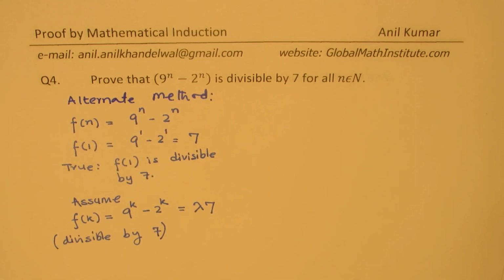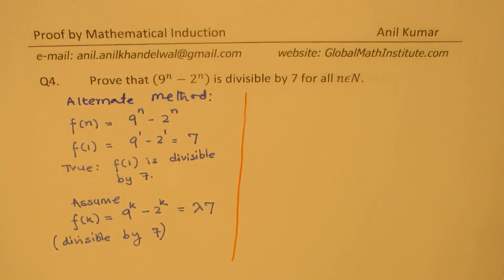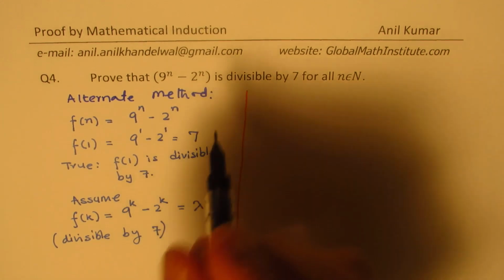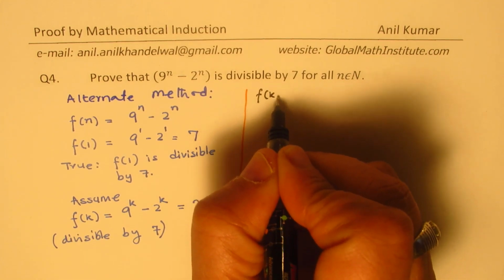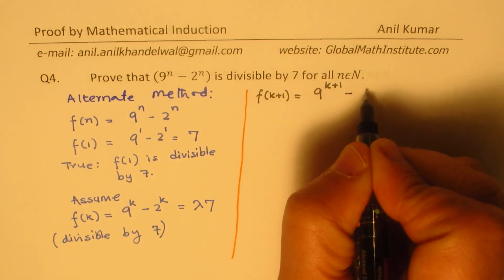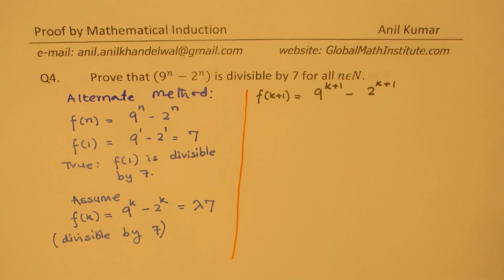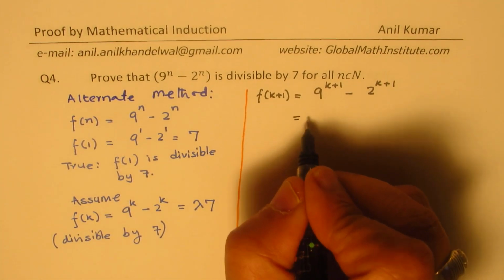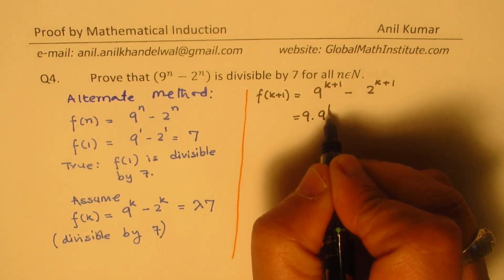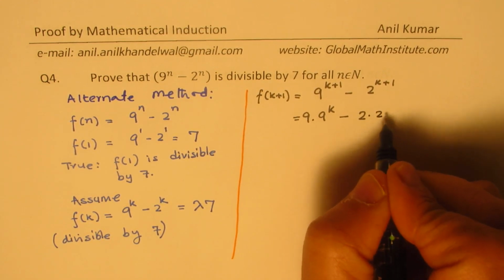So now we need to prove that f of k plus 1 is divisible by 7, right? So what we have to do now is to prove that f of k plus 1, which is 9 to the power of k plus 1 minus 2 to the power of k plus 1, is divisible by 7, right? So that is what we need to prove. So this is equal to 9 times 9 to the power of k minus 2 times 2 to the power of k.